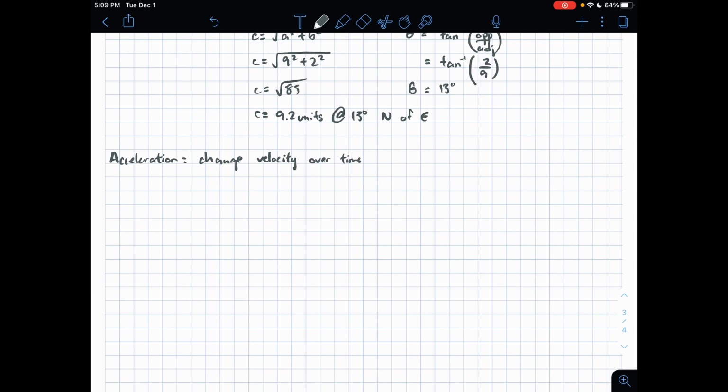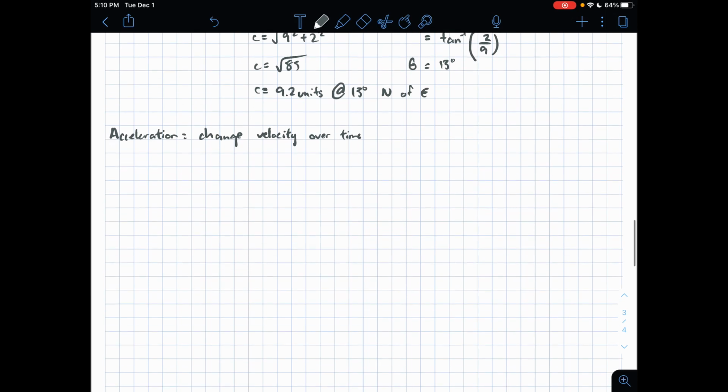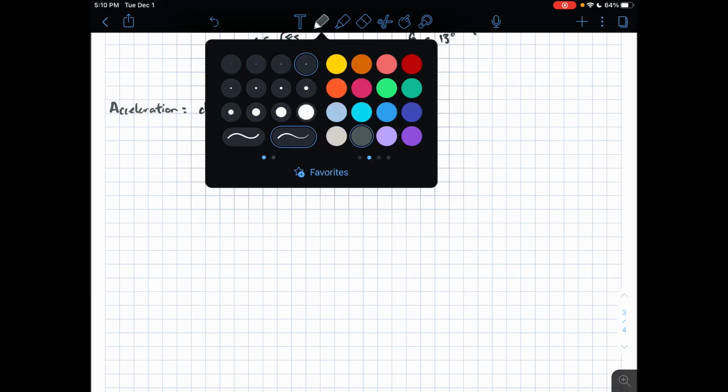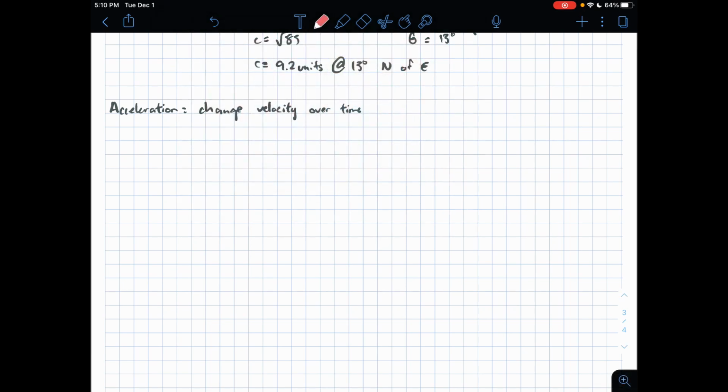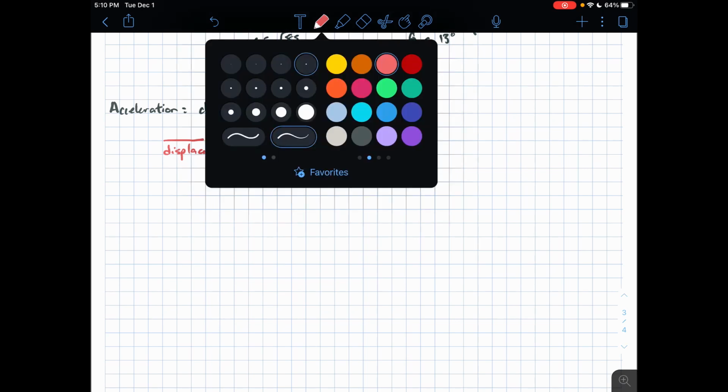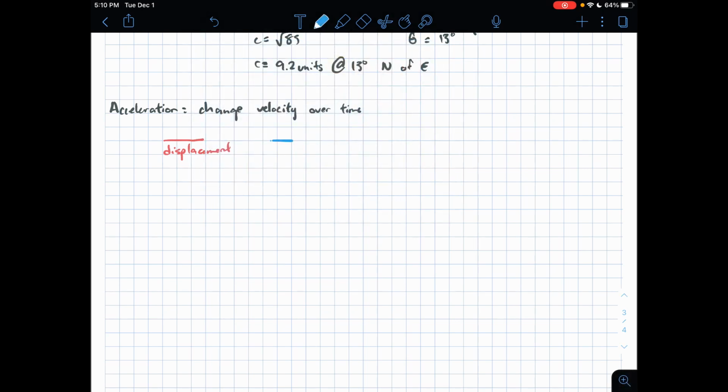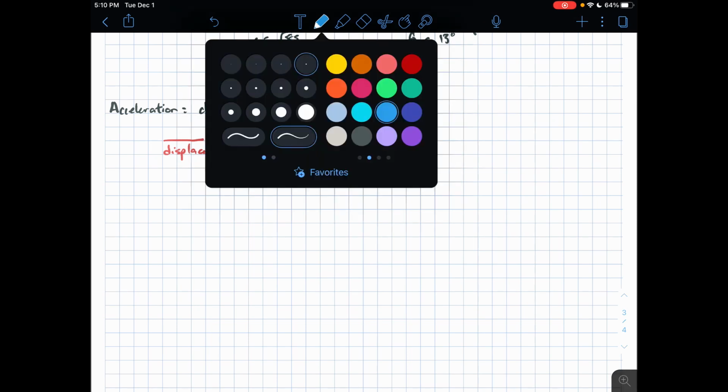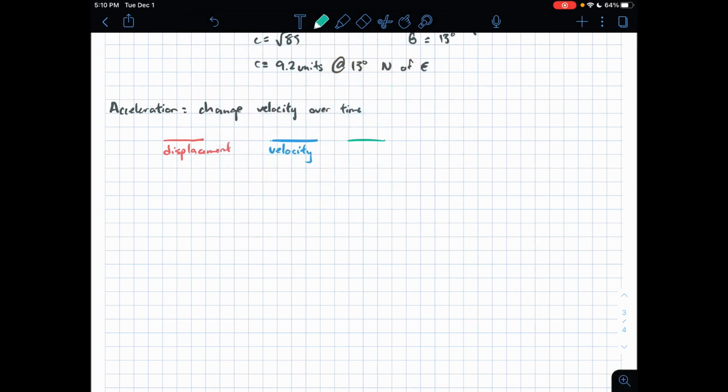I'll demonstrate what this means in this next activity here. So assume, let's say red is displacement, blue is velocity, and green is acceleration.